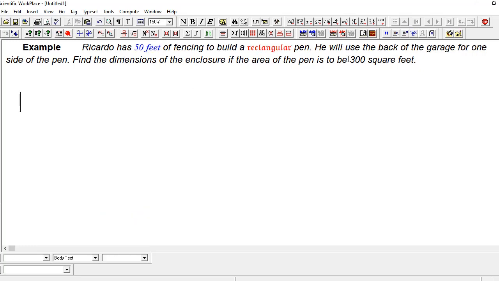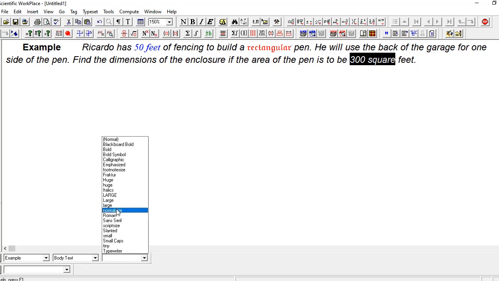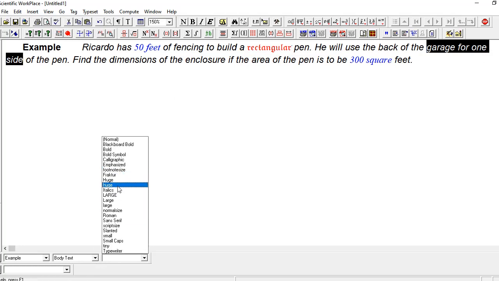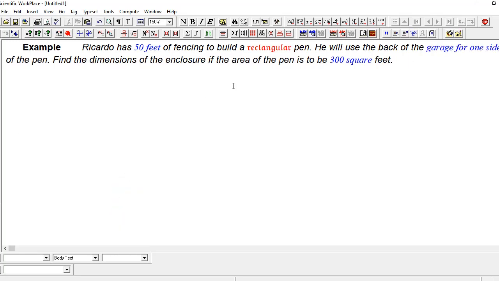Then also we have the area. The area is 300 square feet. One of these sides is missing. As you see, the garage as one of the sides is missing. So this is missing in our rectangle. That means one of the sides is missing.